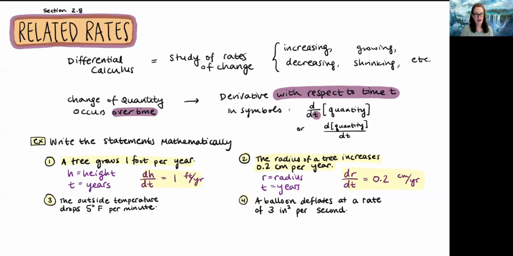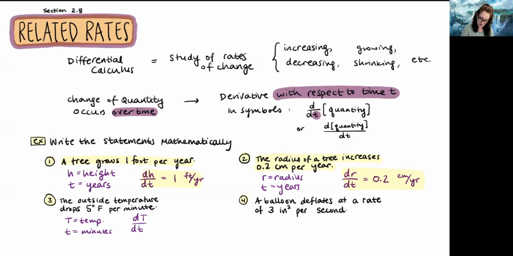Okay, in example 3, we have the outside temperature drops 5 degrees per minute. Getting pretty cold pretty quick. Every minute, 5 degrees, we're losing. So here we've got things that are changing over time, and that thing is temperature. Right, so I would call big T temperature, and then little t will be minutes. So we have the change temperature over time in minutes, right? So we'll do d big T over d little t. That would be the change in the temperature with respect to time or over time.